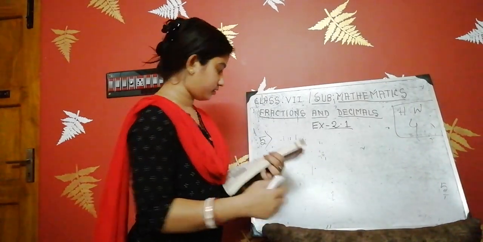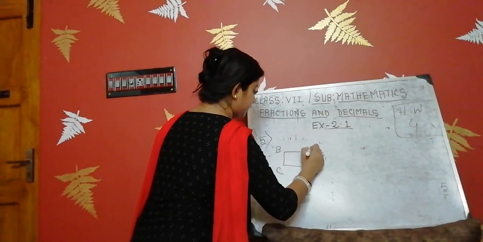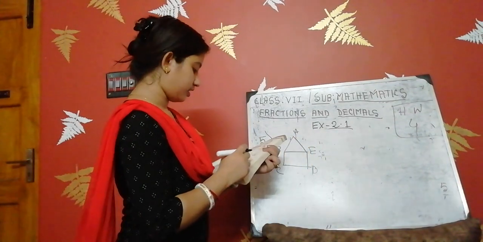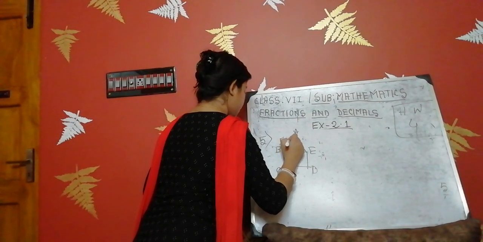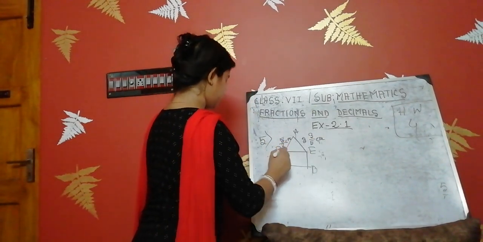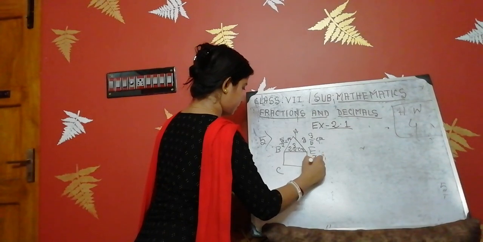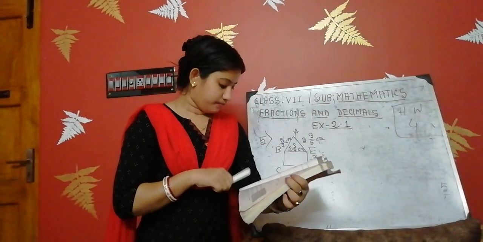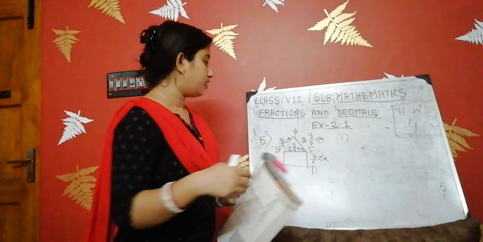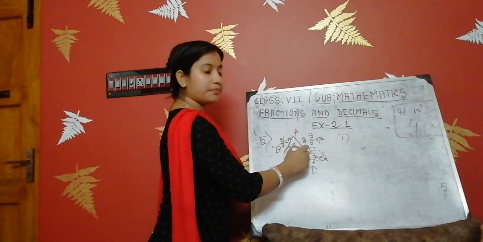Here a figure is given. This is a triangle. AB is 5 by 2 semi, AE is 3 of 3 by 5 semi, and BE is 2 of 3 by 4 semi. DE is 7 by 6 semi. Number 1. Find the perimeter of triangle ABE. What is perimeter? The perimeter of this triangle is AB plus BE plus AE.